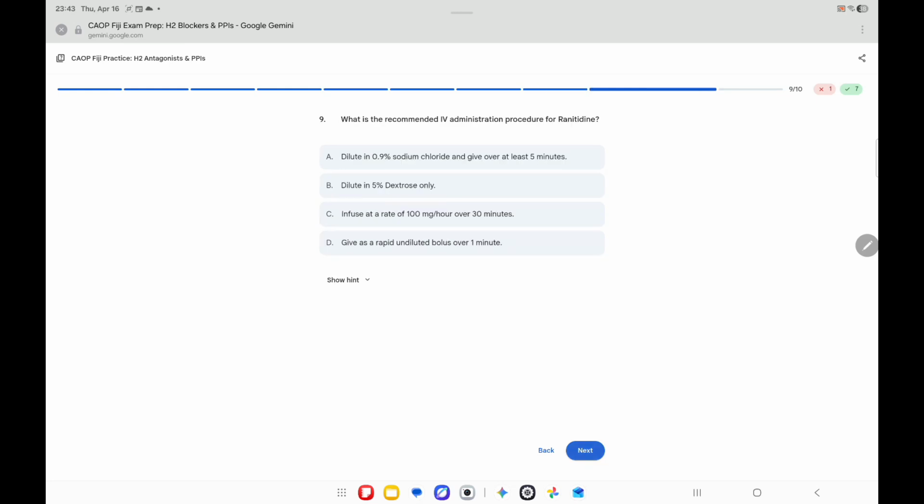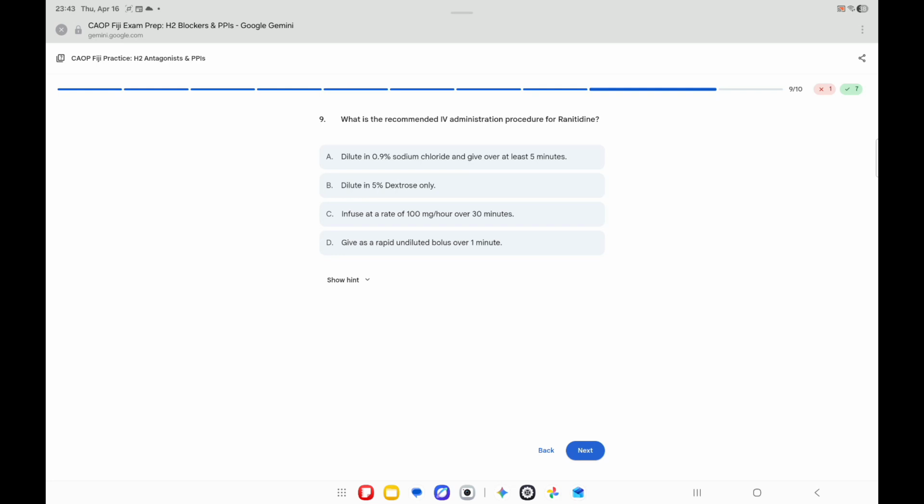Question number 9 says, what is the recommended IV administration procedure for ranitidine? So it should be diluted with normal saline, 0.9% sodium chloride, and given over at least 5 minutes.